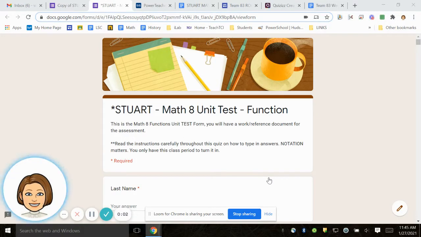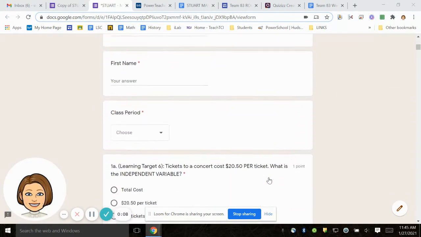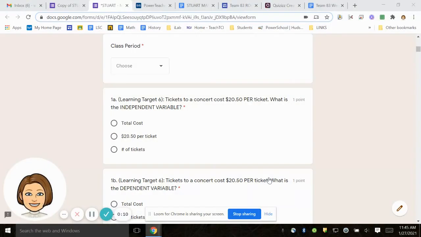This is the Math 8 unit test on functions and relations. Number 1A, tickets to a concert cost $20.50 per ticket. What is the independent variable? Total cost, $20.50 per ticket, or number of tickets?